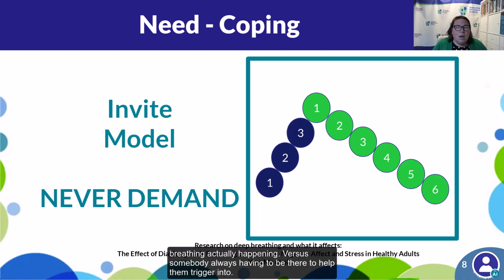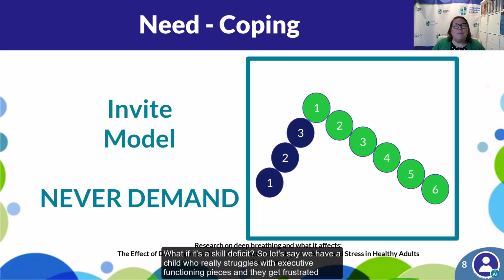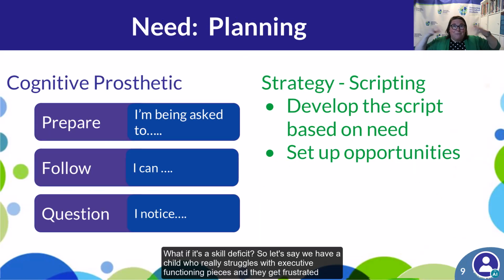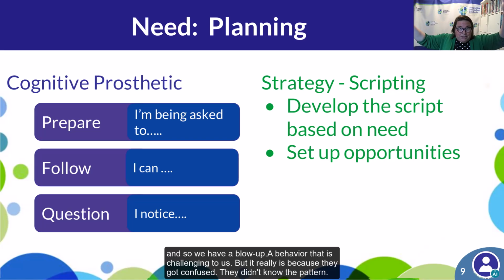What if it's a skill deficit? So let's say we have a child who really struggles with executive functioning pieces and they get frustrated, and so we have a blow up. We have a behavior that's challenging to us. But really it's because they got confused. They didn't know the pattern. They thought they were lost, right?